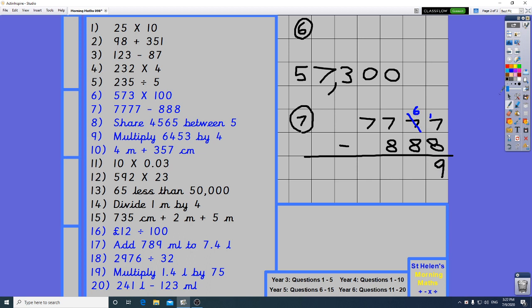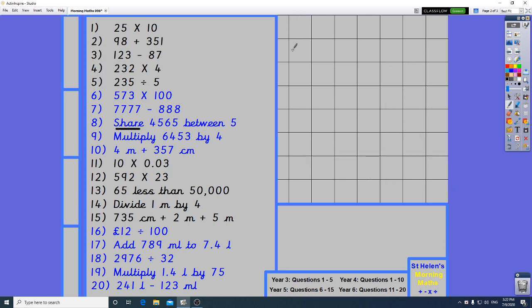6 take away 8, we can't do. Get some help from this 7, which goes down to a 6. 16 take away 8 we can do, and it's 8. 6 take away 8, again we can't do. Get some help from this 7, goes down to a 6. 16 take away 8 is 8. And 6 at the front. 6,889. We had over 7,000, but now we have 6,000. Over 6,000. And we're on question 8.